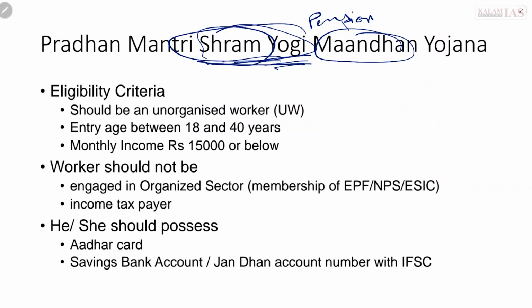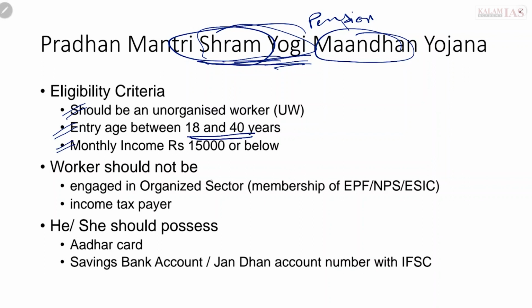The eligibility criteria for the scheme is as follows. Firstly, the person should be an unorganized sector worker. They should not be a regular employee of any place. Secondly, the entry age is between 18 and 40 years. Alright.